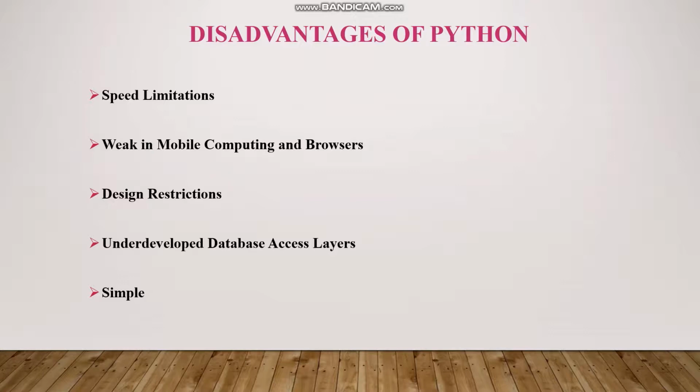Fifth disadvantage is simplicity. No, we are not kidding. Python's simplicity can indeed be a problem. Take my example. I don't do Java. I am more of a Python person. To me, its syntax is so simple that the verbosity of Java code seems unnecessary.